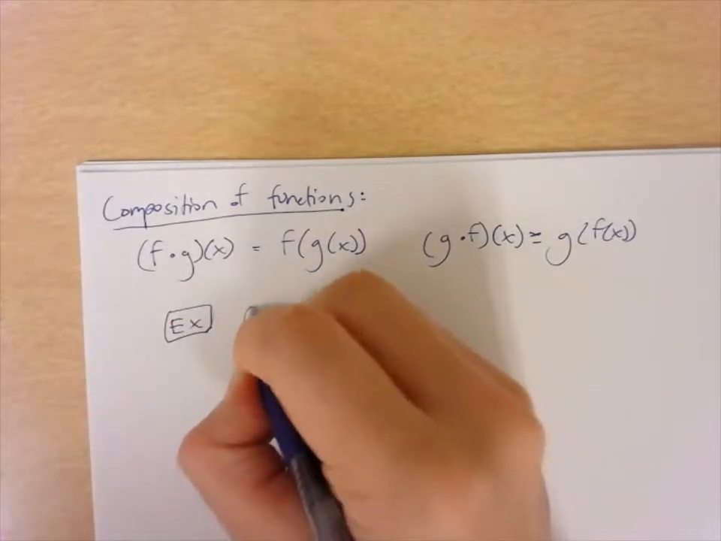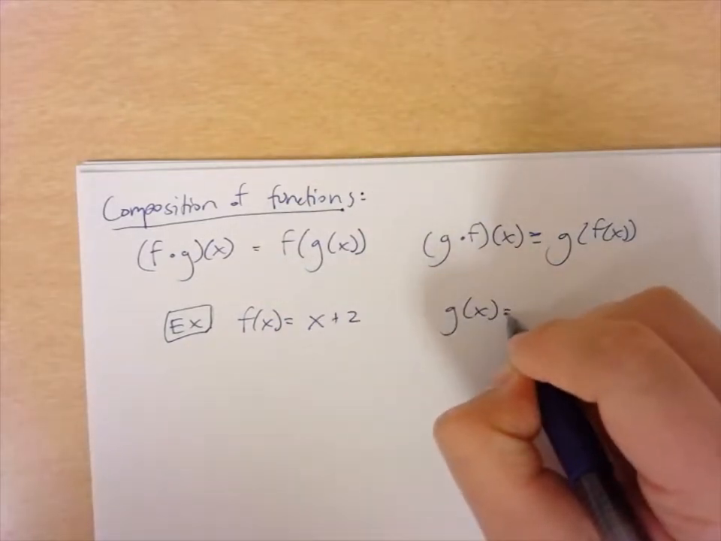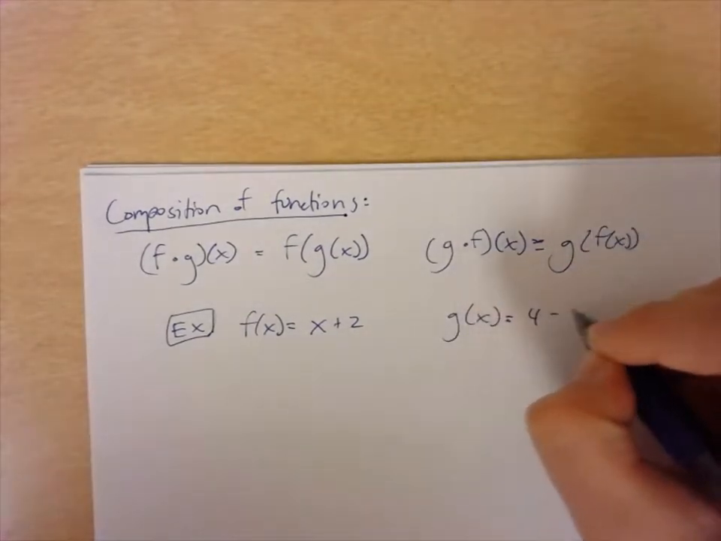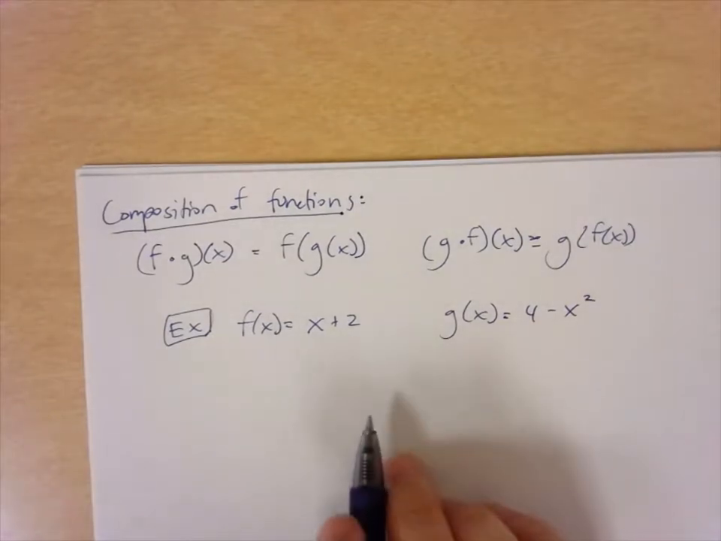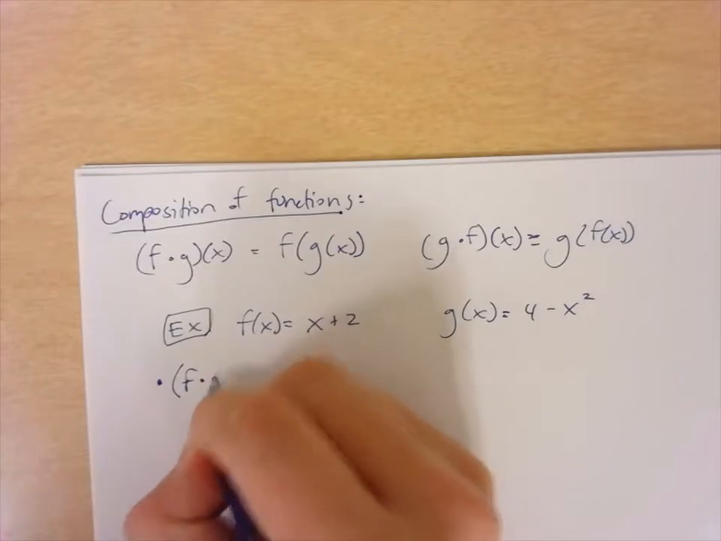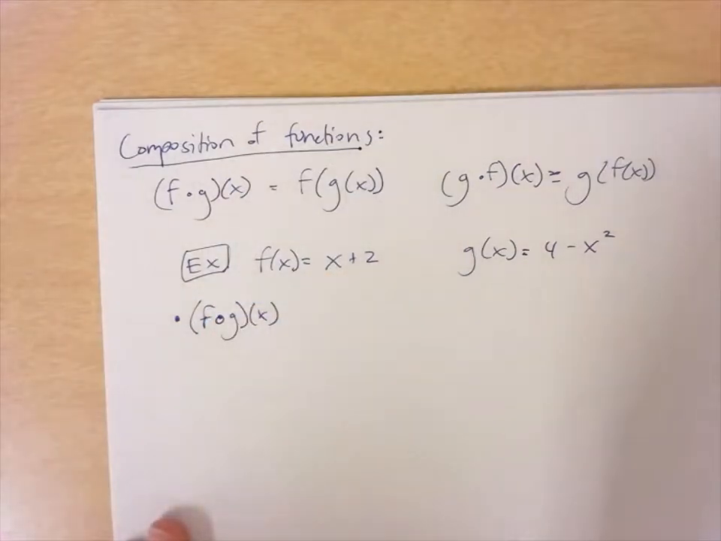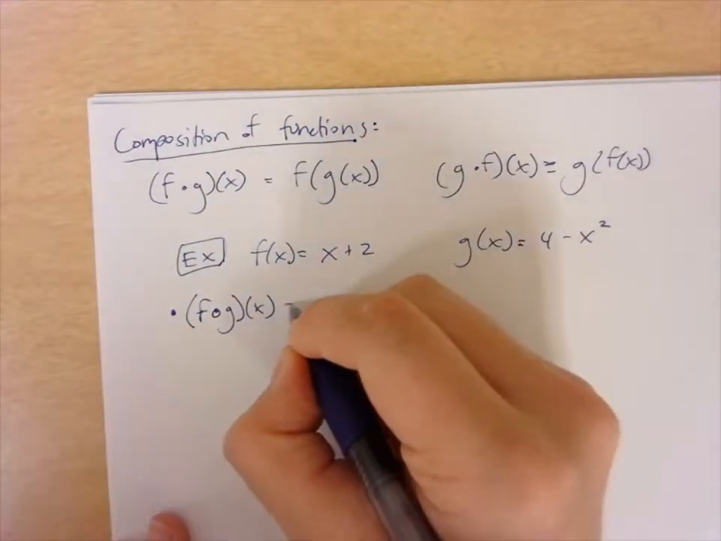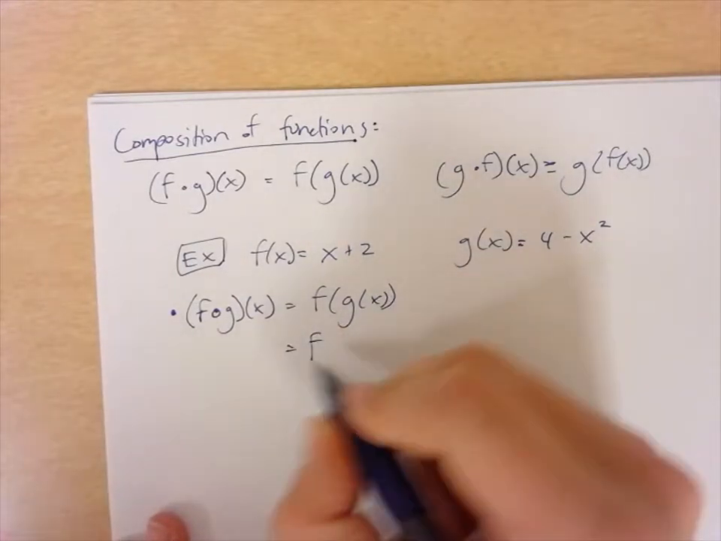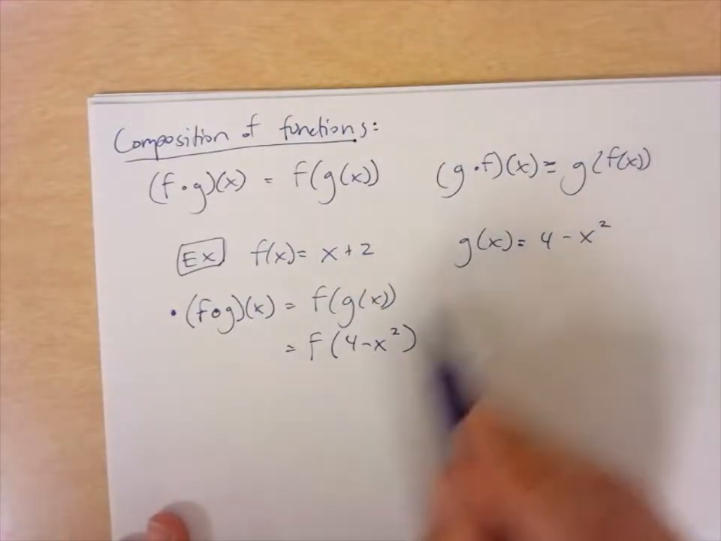So we're given that f of x equals x plus 2, and that g of x equals 4 minus x squared. And first we're going to find f of g of x, which really means f of 4 minus x squared, right? We just replace g of x with its function.